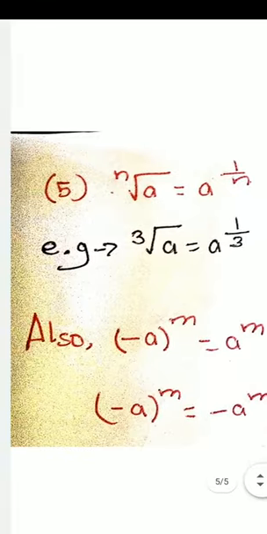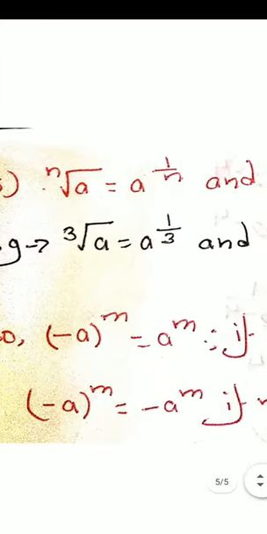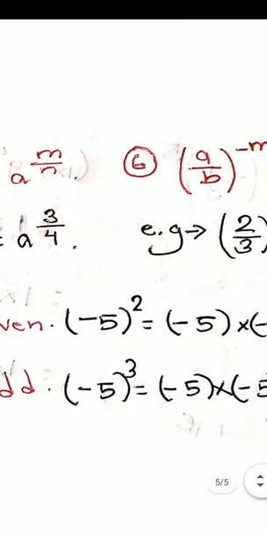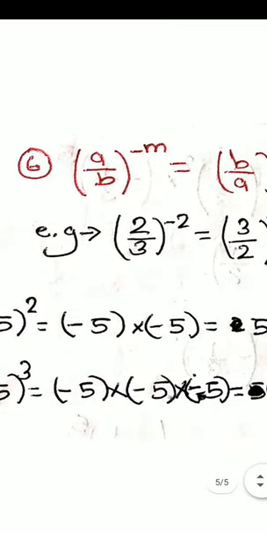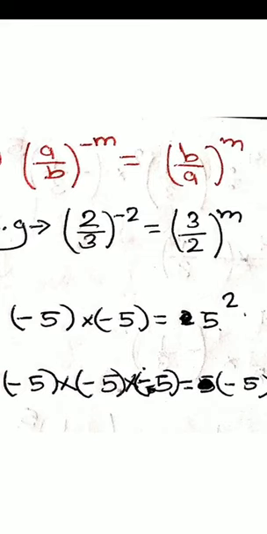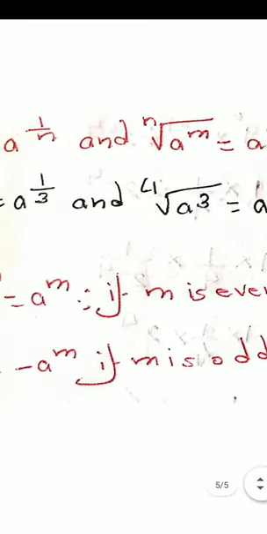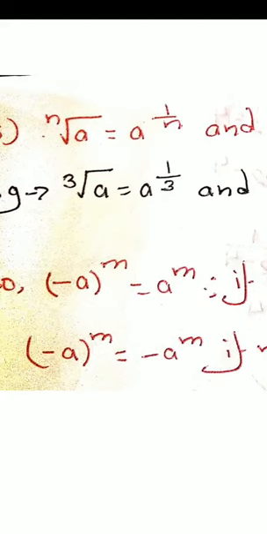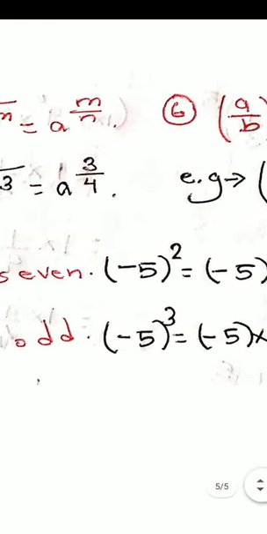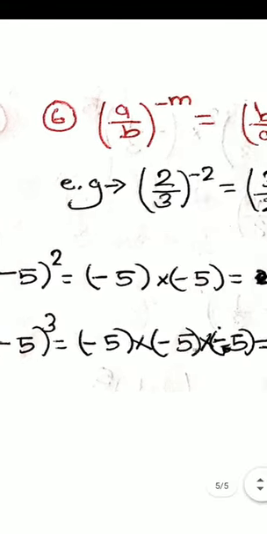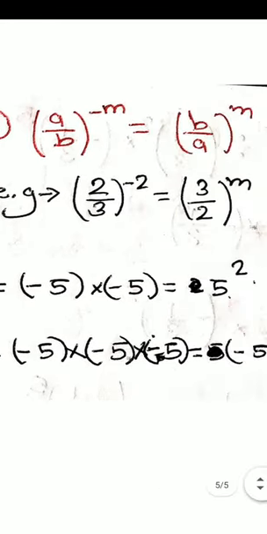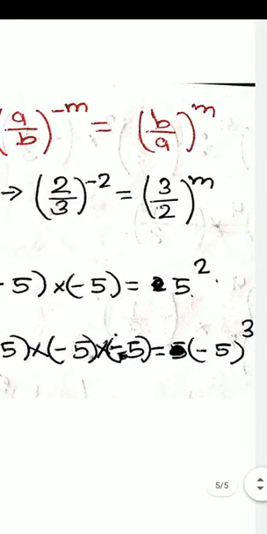Okay. So also (minus a) to the power m equals a to the power m if m is even. What he's trying to say is (minus 5) square will be equal to minus 5 into minus 5 equals 5 square, because minus into minus will become plus. Okay. And (minus a) to the power m will be equal to minus a to the power m if m is odd. That means (minus 5) to the power 3. Here 3 is odd, so I can write minus 5 into minus 5 into minus 5. Minus into minus will be plus, plus into minus will be minus. So whenever I have an odd power with a negative base, I should always get a negative value.